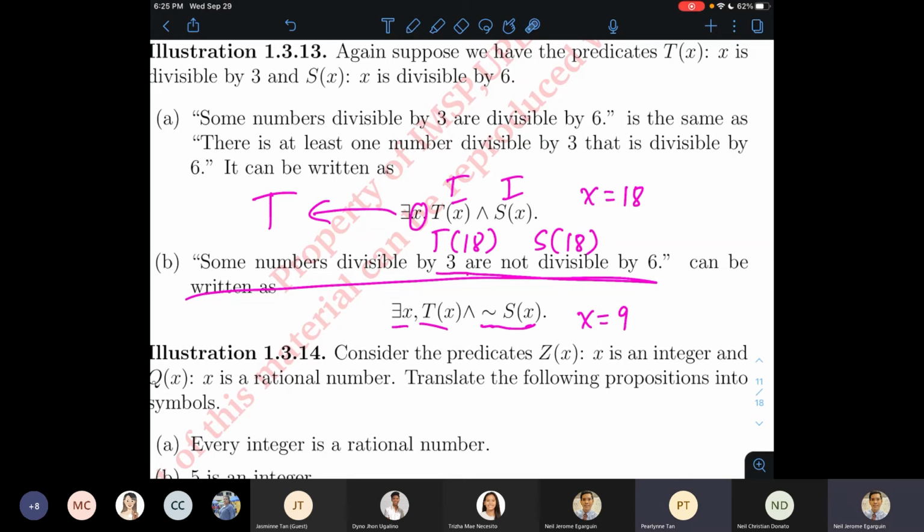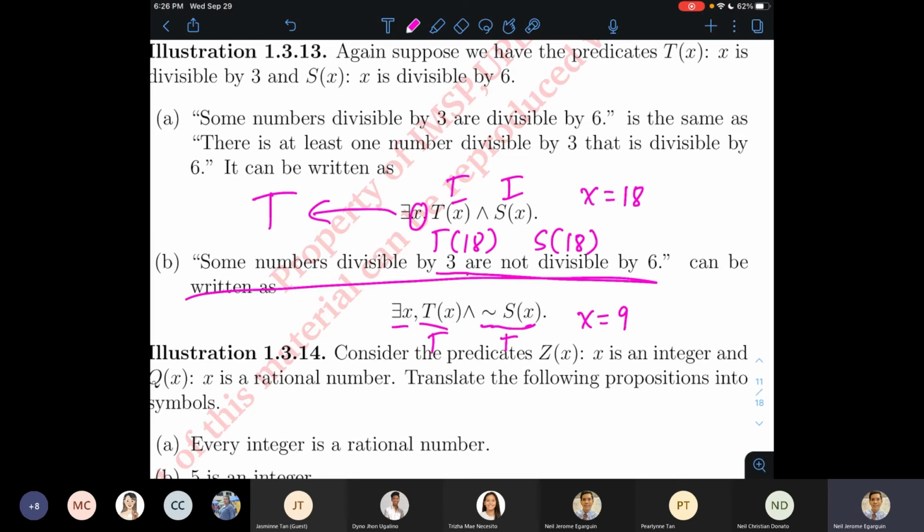Okay, now let's see. So X equals 9 daw, sabi ni Perlene. So T of 9, 9 is divisible by 3, so that's true. 9 is not divisible by 6, so not S is true. True and true, that's true. Okay, great, Perlene, that's correct.